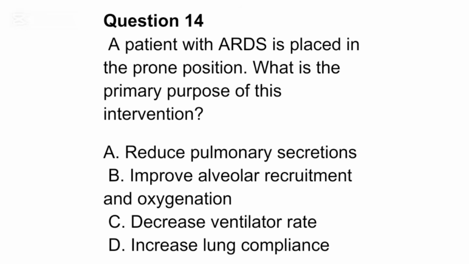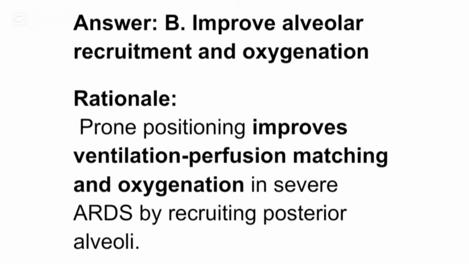Question 14. A patient with ARDS is placed in the prone position. What is the primary purpose of this intervention? A. Reduce pulmonary secretions. B. Improve alveolar recruitment and oxygenation. C. Decrease ventilator rate. D. Increase lung compliance. Answer: B. Improve alveolar recruitment and oxygenation. Rationale: Prone positioning improves ventilation-perfusion matching and oxygenation in severe ARDS by recruiting posterior alveoli.